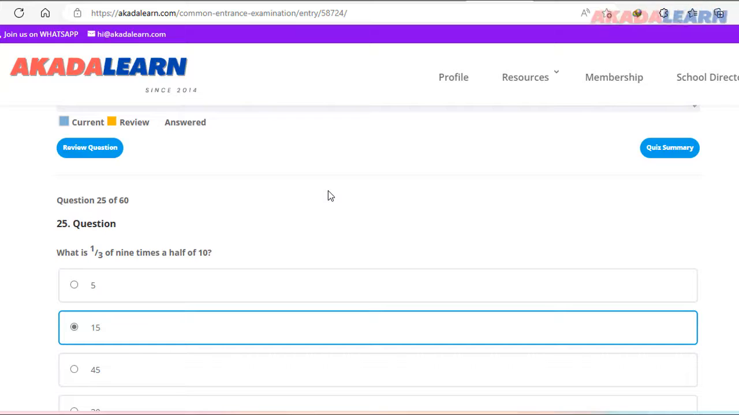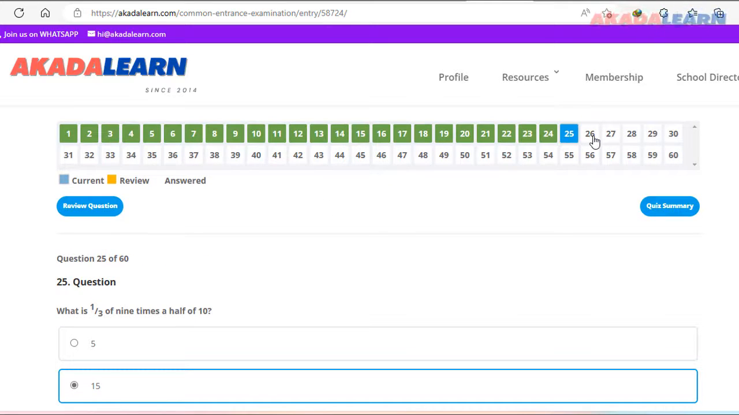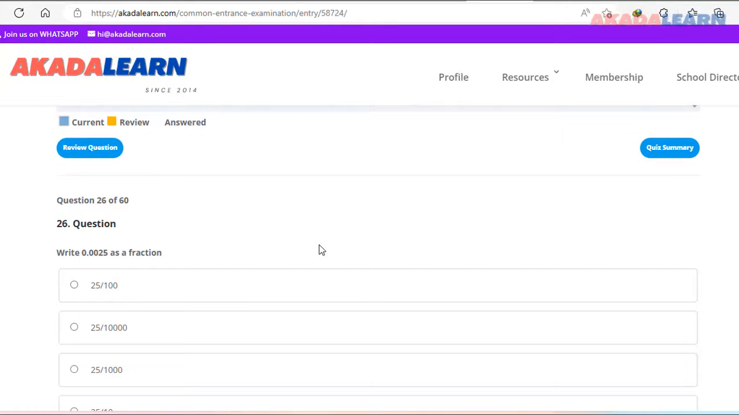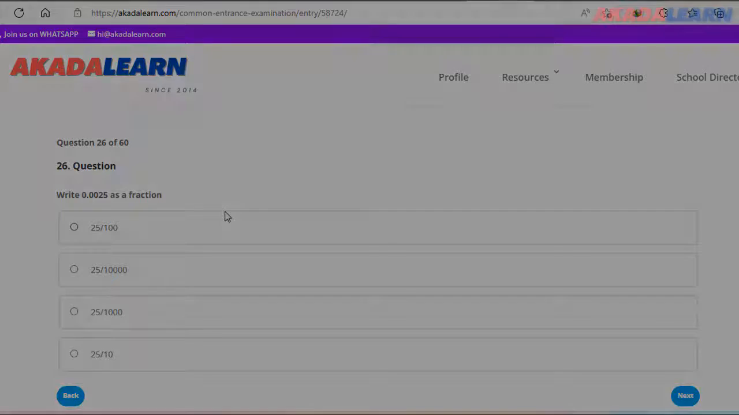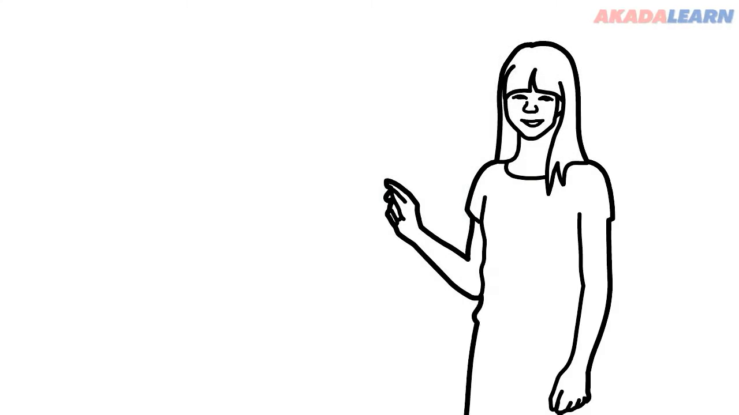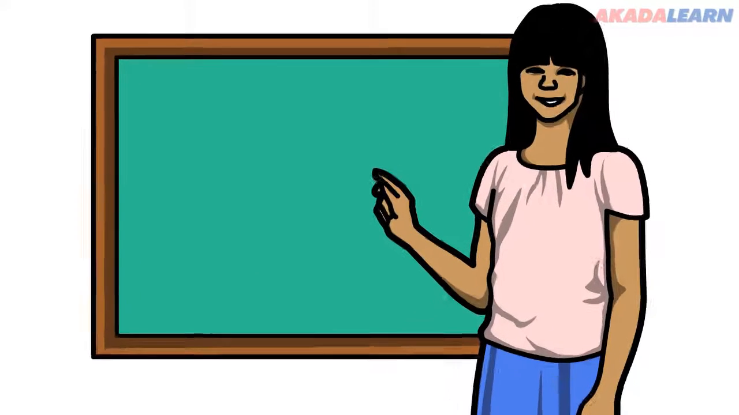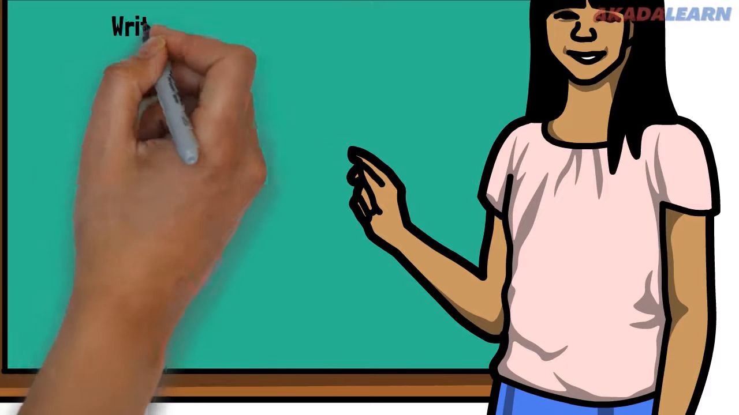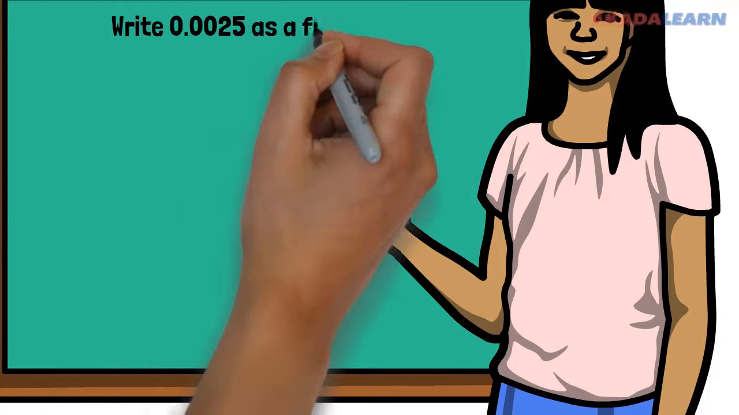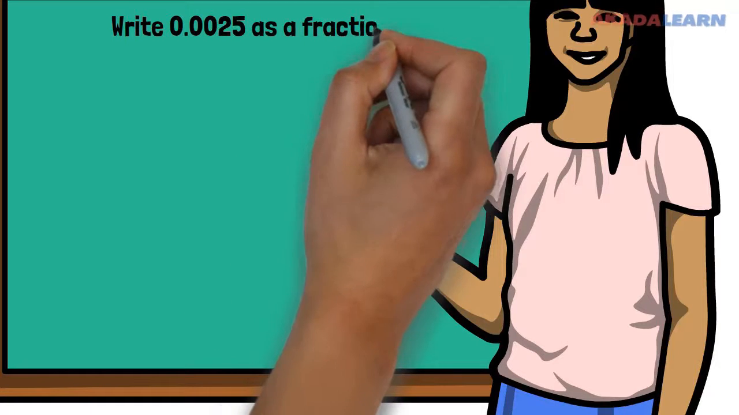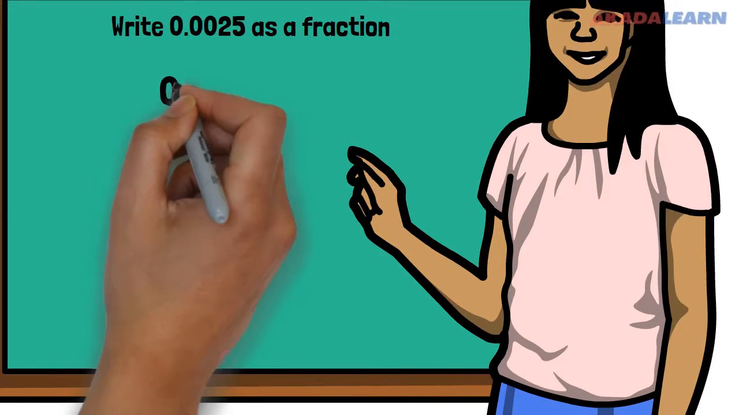Right, so question 26. Write 0.0025 as a fraction. So how do we go about this? Let's look at our video and see the solution. Okay, so let's tackle this question. That is, write 0.0025 as a fraction. So let's begin.